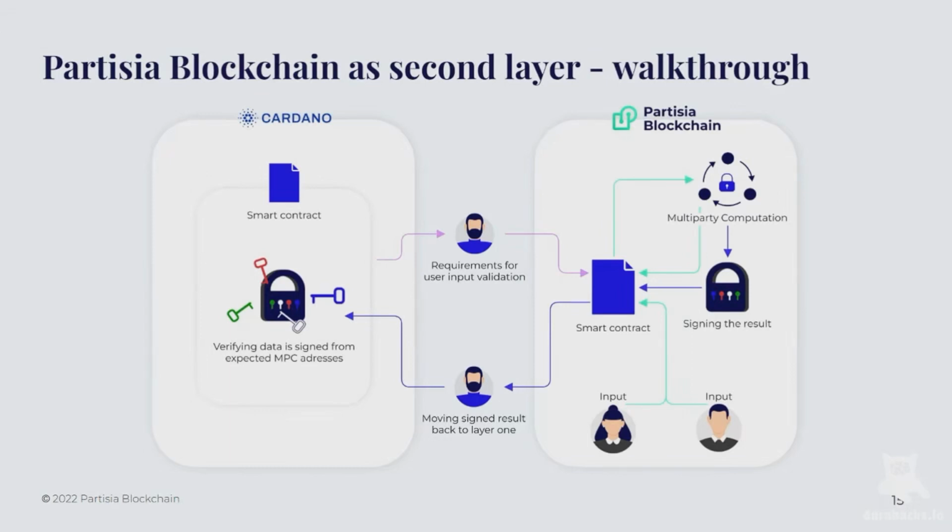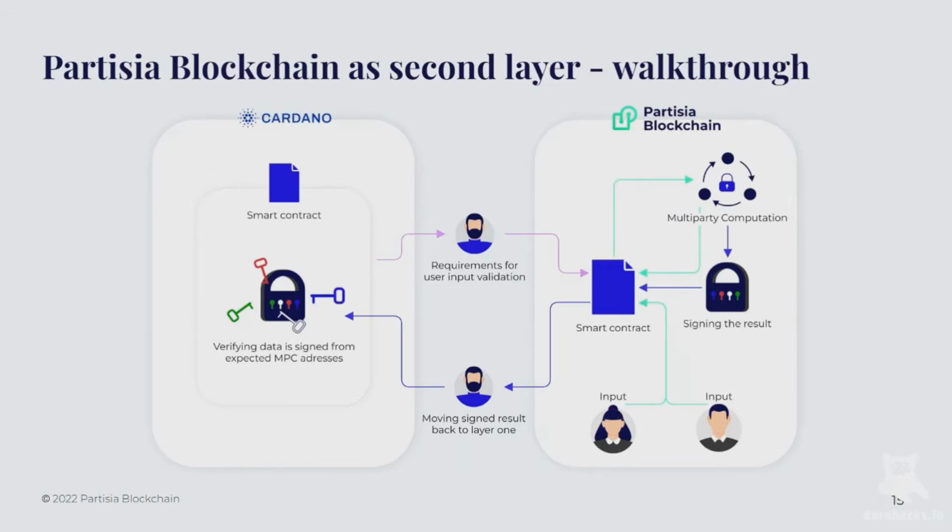Whatever requirements you have for the user input validation would be copied to the private smart contract that is then deployed on the Partisia blockchain. The users will be delivering the public parts of the input to the public smart contract on Cardano, but the private inputs would be delivered on Partisia directly to the ZK nodes that were allocated for that computation.